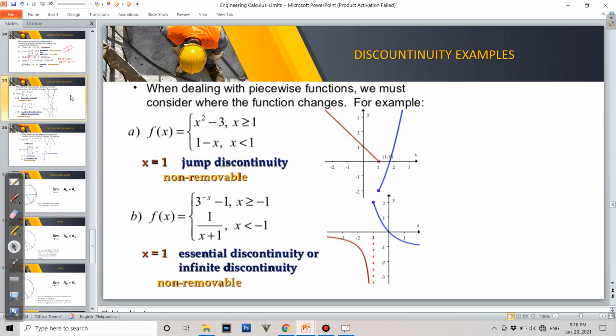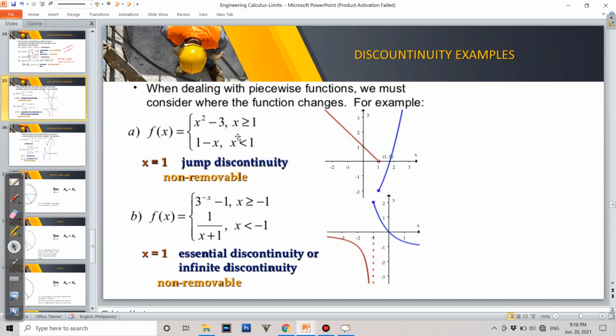Next, we have a jump discontinuity, which is non-removable. So again, meron tayo ditong piecewise function. May piecewise na siya, tapos ganito pa yung symbol niya, walang equality. Expect that there will be a jump discontinuity, or that is non-removable.